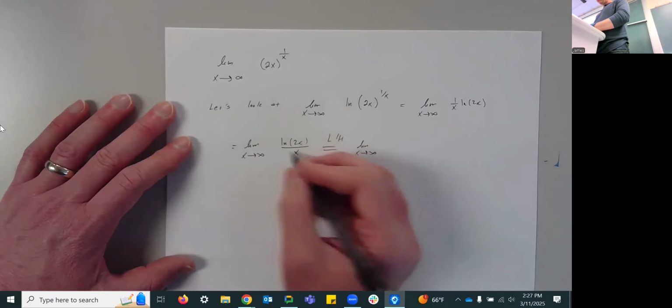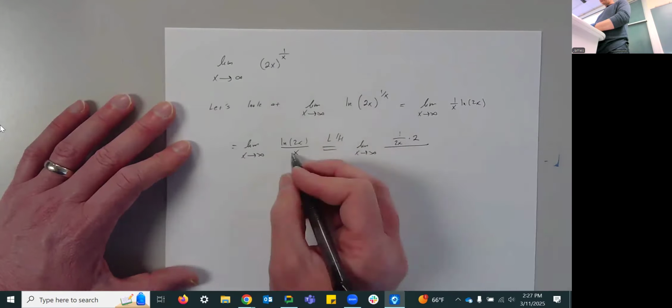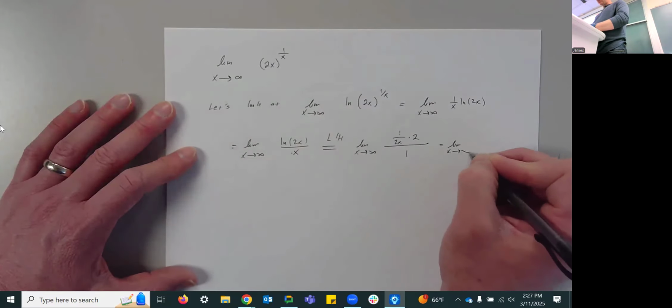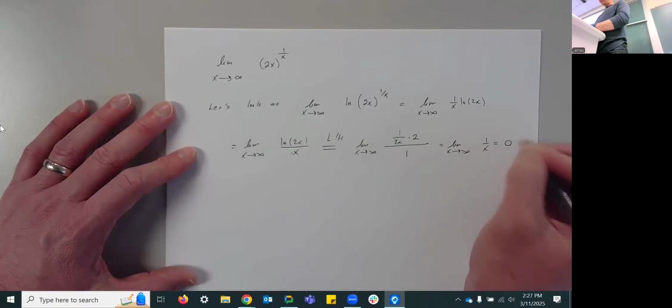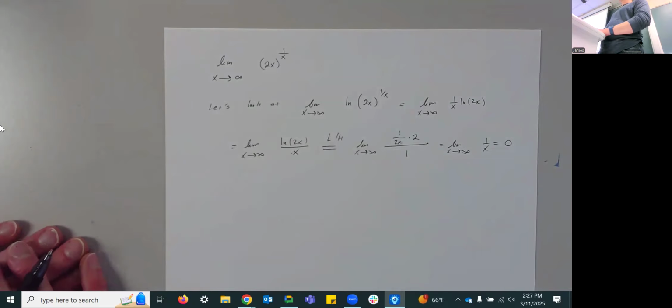I get the derivative of the top, which is 1 over 2x times 2, and the derivative of the bottom, which is 1. That's going to be the limit as x goes to infinity of 1 over x, which is 0. And this is where it's really, really easy to forget that there's something else to do.